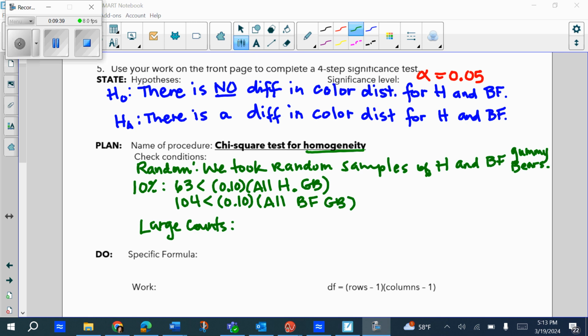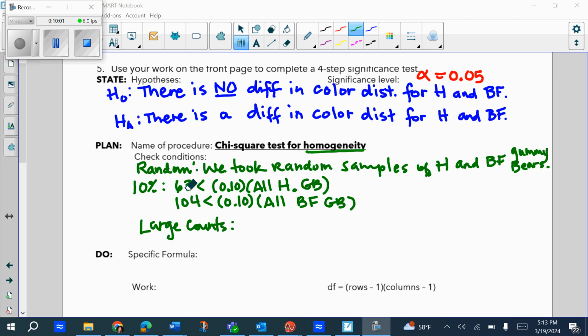Okay, so then we can check our 10% condition. Now, again, we're using 2 samples, so we need to check the 10% condition for both samples. So 63 is definitely less than 10% of all the Haribo gummy bears, and 104 is less than 10% of all the Black Forest gummy bears.